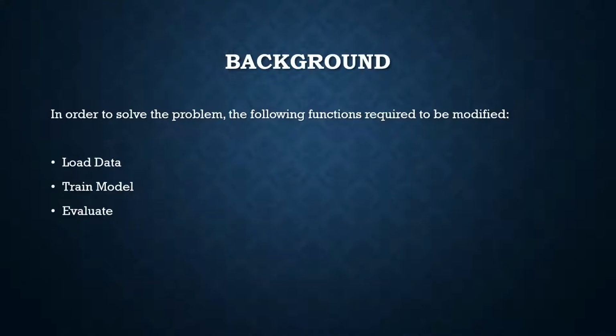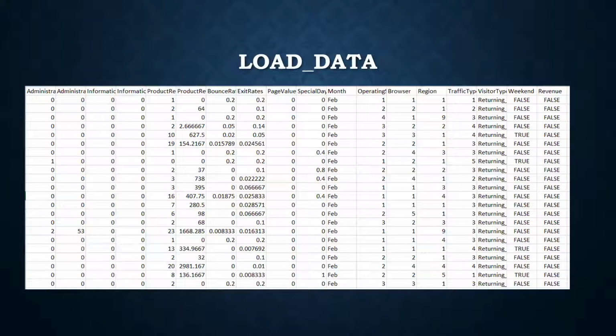And to solve the problem, there were three functions that were required to be modified, which are load data, train model, and evaluate. Starting with load data, we receive a CSV that looks as the image shown. It's pretty straightforward. Most of the information here is already numeric. There are only some exceptions in the months column, in the visitor type, weekend, and revenue. And well, these values are going to be mapped to a specific type of data.